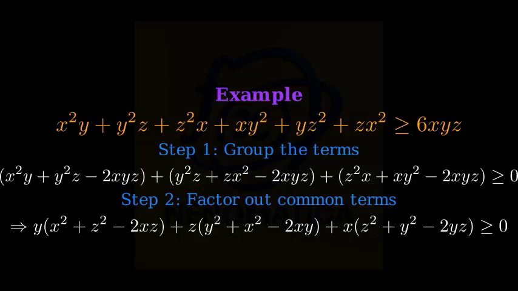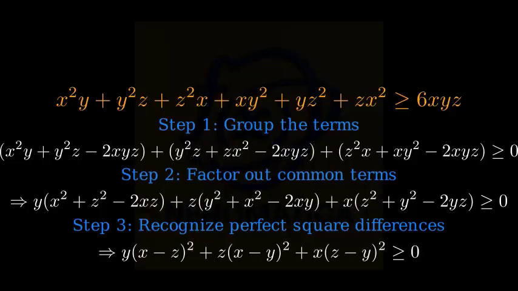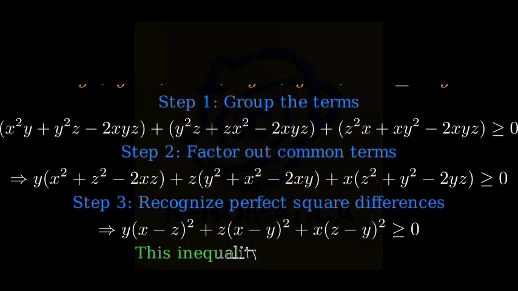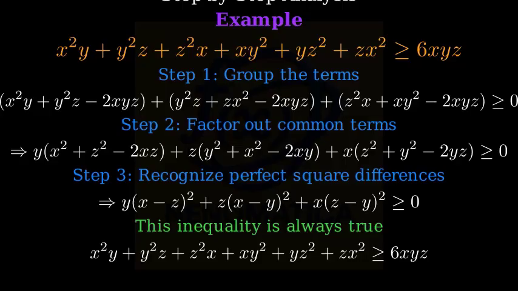Notice how we factor out y from the first group, z from the second group, and x from the third group. Now, we can recognize that each parenthesis contains a perfect square difference. For example, x² + z² - 2xz equals the square of (x - z). And now we can see that our expression is a sum of perfect squares multiplied by positive numbers, assuming x, y, and z are positive.